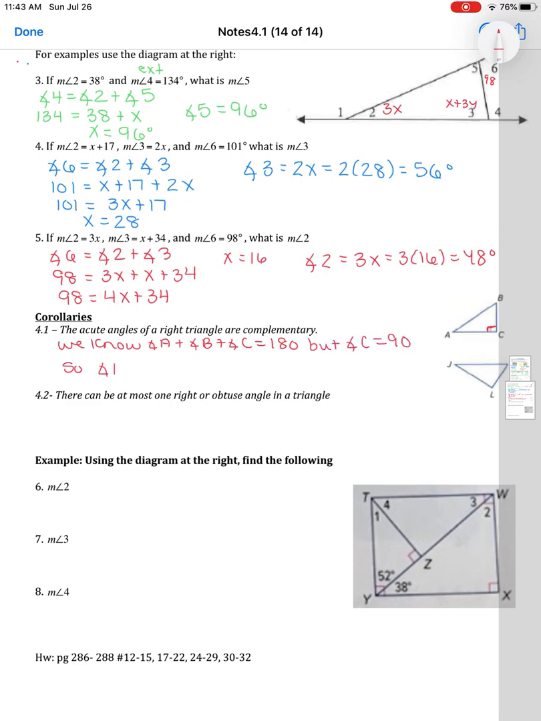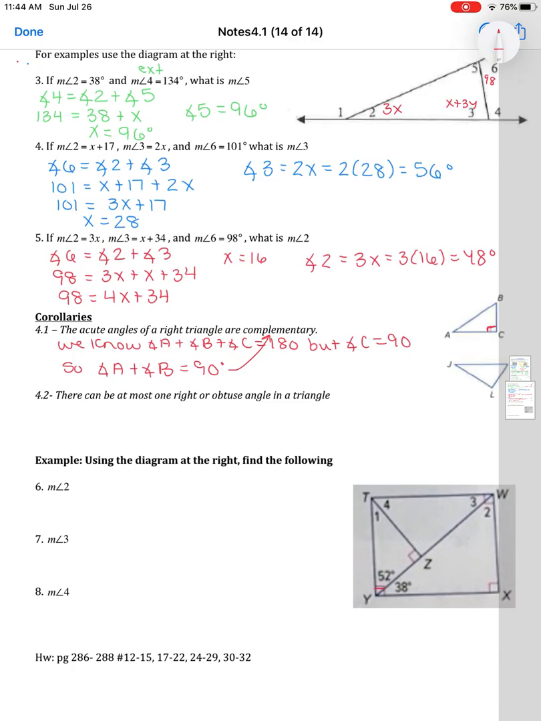So 2 more corollaries that go with this, and then 1 more set of practice down at the bottom there. It says the acute angles of a right triangle are complementary. So we can say that angle A plus angle B plus angle C equals 180. That we're sure of. But it's telling us that C is a right angle, so angle C equals 90. What that means is that angle A plus angle B, put those two together, also has to equal 90 degrees, which matches with the word complementary, which means 90 degrees.